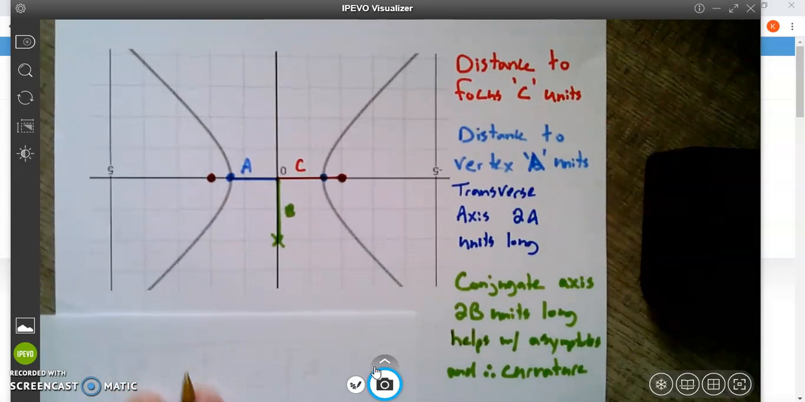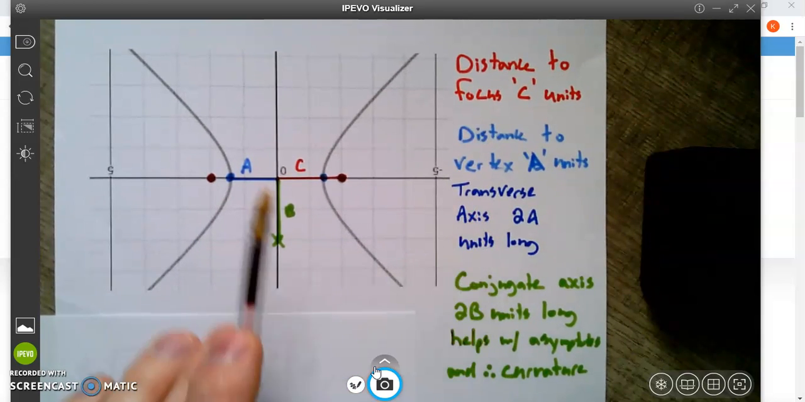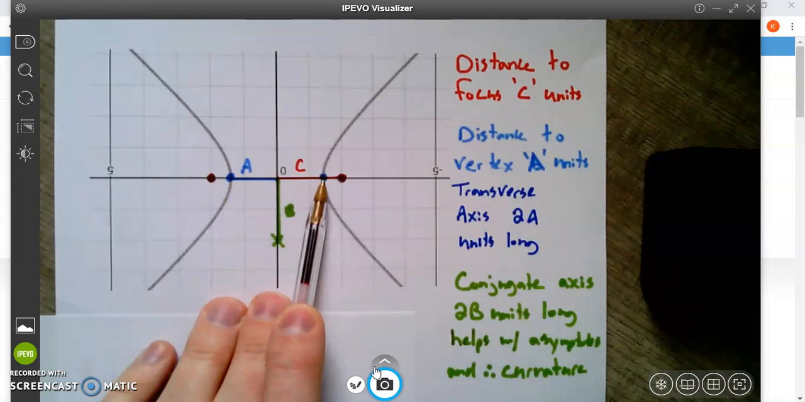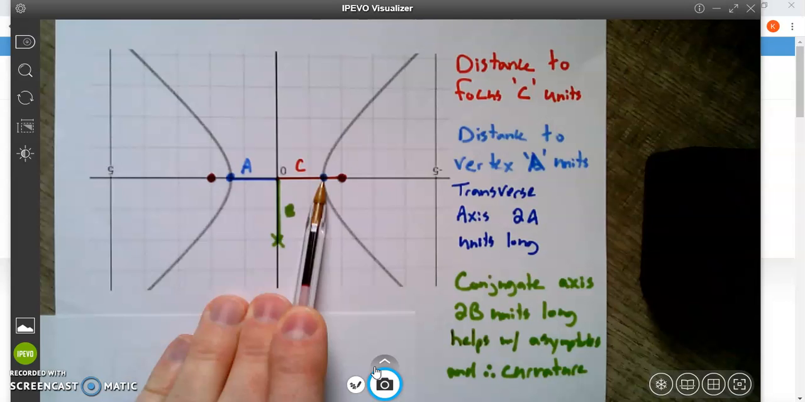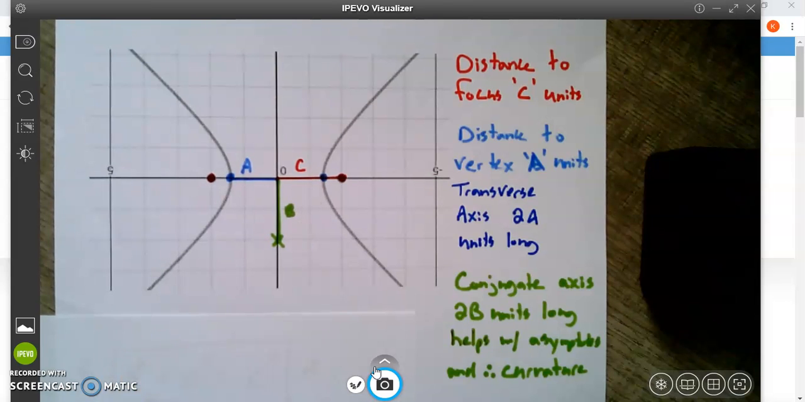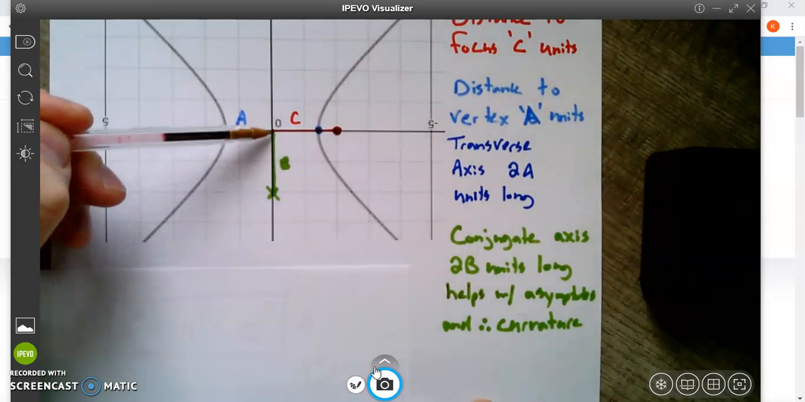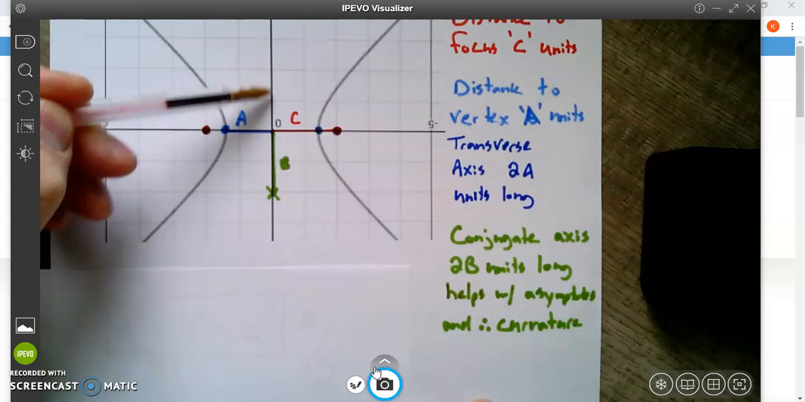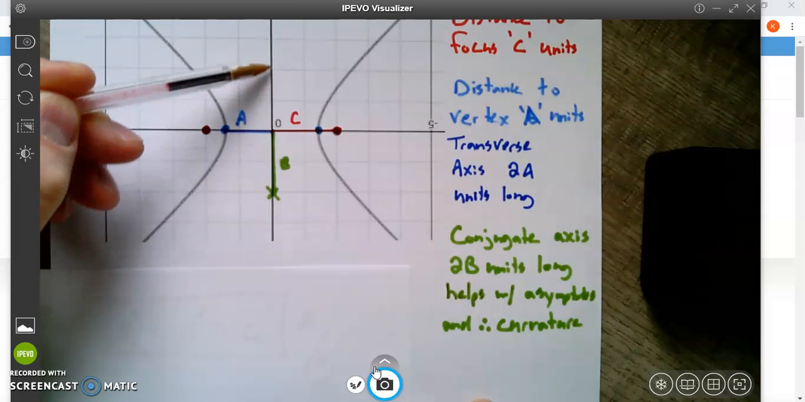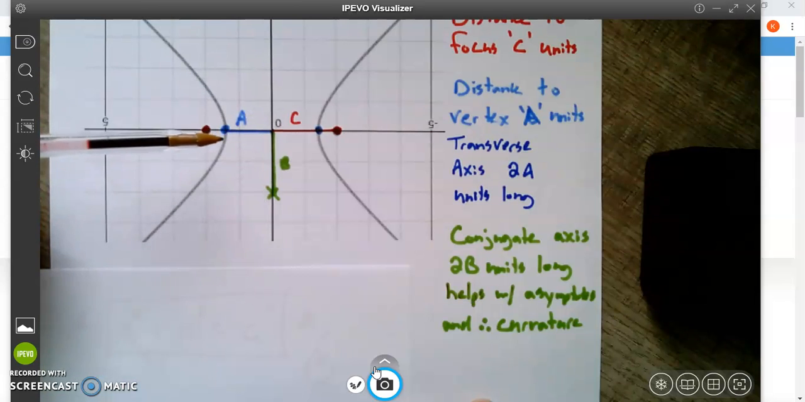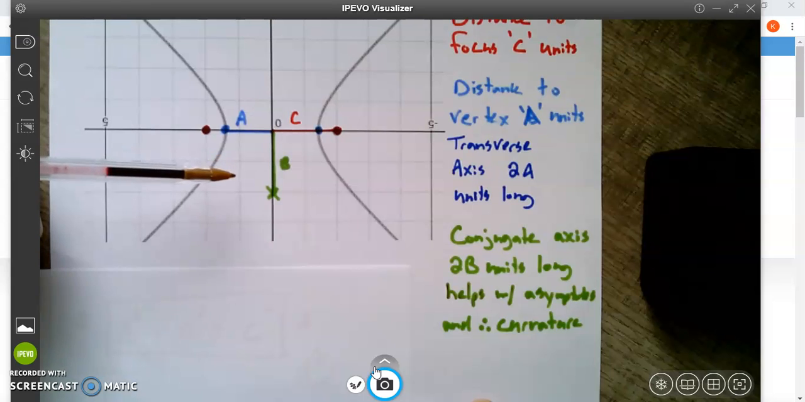So notice some of our new words here. The transverse axis is the axis that connects the 2 vertices, from here to here. From here to here is A, from here to here another A. It's 2A long, kind of like the major axis and minor axis for ellipses. The conjugate axis is 2B units long, from here to here. We call that the conjugate axis. Now notice that's not really on my hyperbola, but it's going to help us when we end up graphing them, and that's where we're going with this.